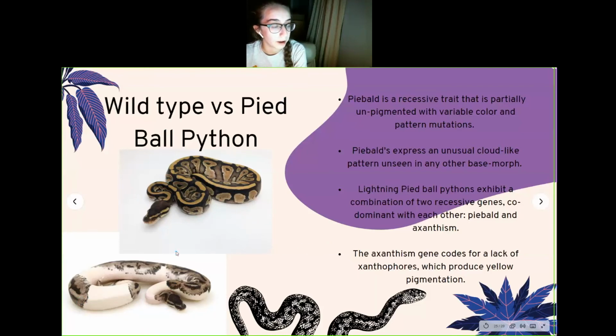our lightning pied ball python, shows the cloud coloration with the pattern that is definitely spotted, and it looks like he's missing parts of his pattern when that's actually the piebald gene at play. But he is actually a lightning ball python, which exhibits the unique two codominant traits that are the piebald gene and the axanthism gene. And the axanthism gene is going to code for the lack of xanthophores, which are responsible for the yellow pigmentation in the top guy that this guy lacks.